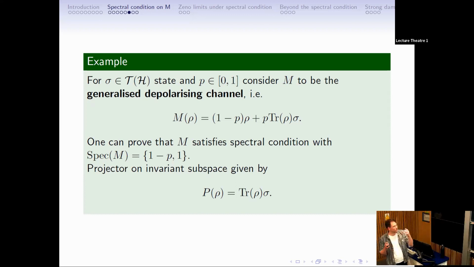It does not look like a projector. It doesn't come from a projector on the Hilbert space, but it is a projector on the trace class operators, and that's the relevant Banach space we consider here. That thing is a projector, and the channel satisfies the spectral condition, because you can easily calculate the quasi-nilpotent operator and see that it's 0.